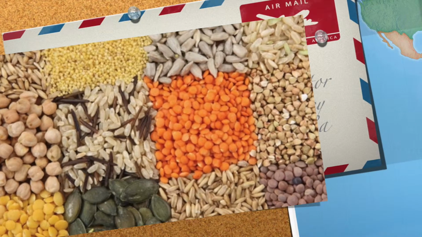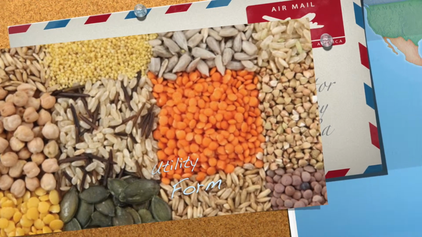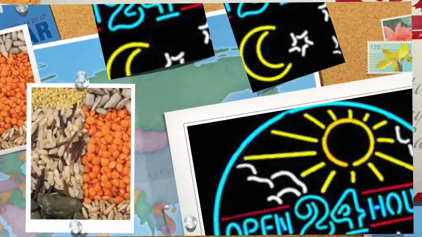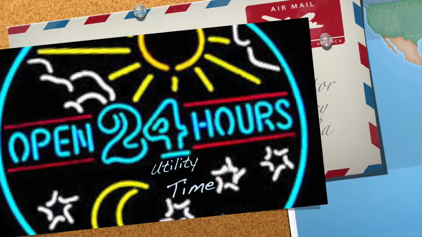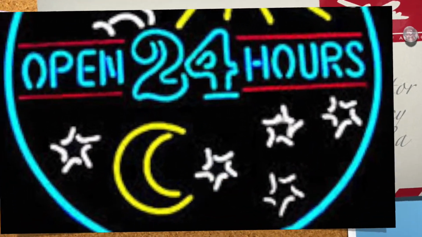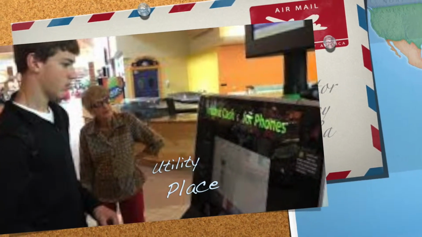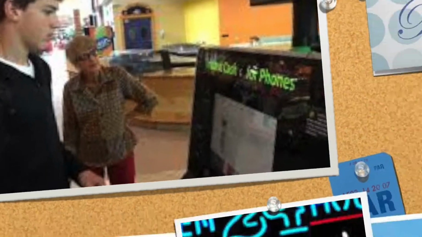There are 6 different types of utilities. One is form utility. This means changing raw materials into useful products. Another type of utility is time utility. This means making products available when customers want them. Another type of utility is place utility, which adds value to products by placing them where people want them.